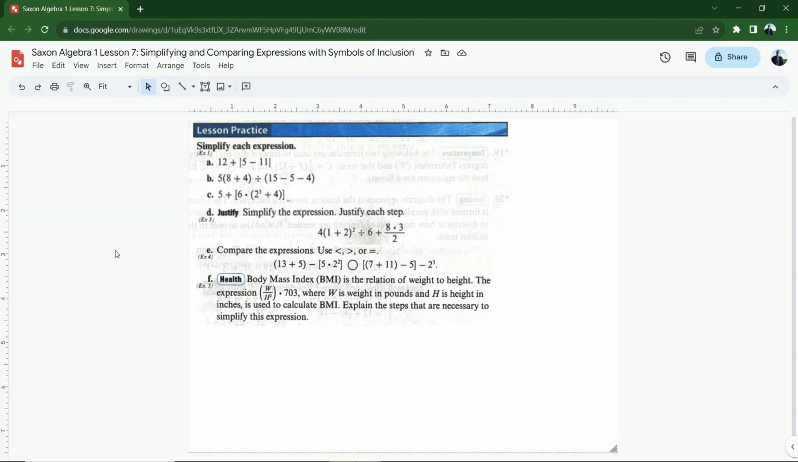Hey everybody, welcome to Algebra 1 Lesson 7. And in this lesson, we're going to be focusing in on symbols of inclusion. We're going to jump right into the lesson practice for this lesson because you've already learned everything you need to know about symbols of inclusion.